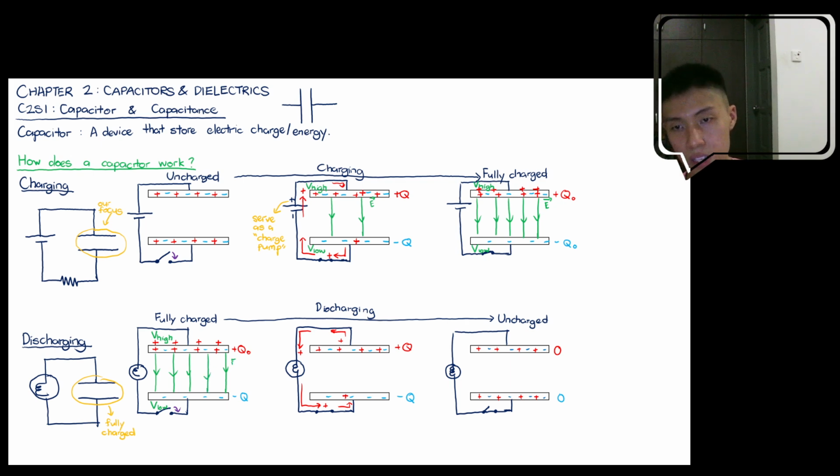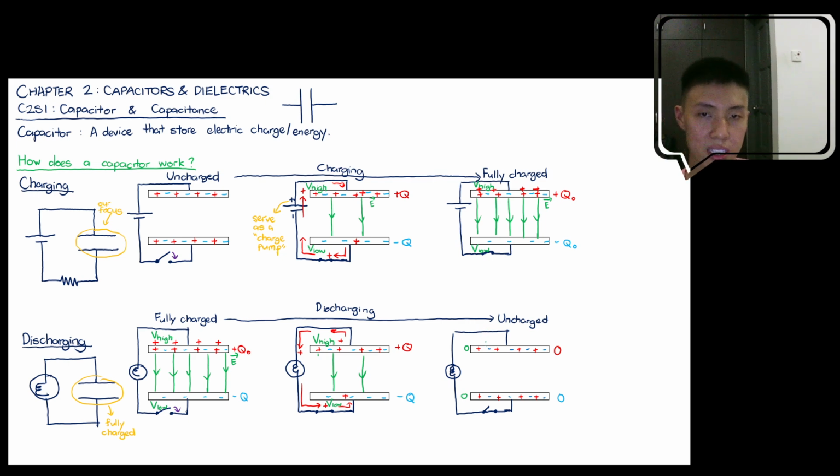Okay, but as you discharge the capacitor, there's less charge inside the capacitor, right? So V high is not so high anymore, and V low is also not so big anymore. So right now the electric field will be a smaller electric field. And at the end, there's no electric potential at all. The electric potential between them will be 0, so there's no electric field anymore.